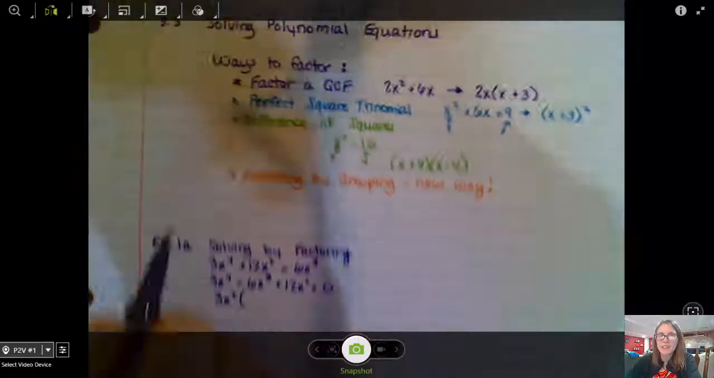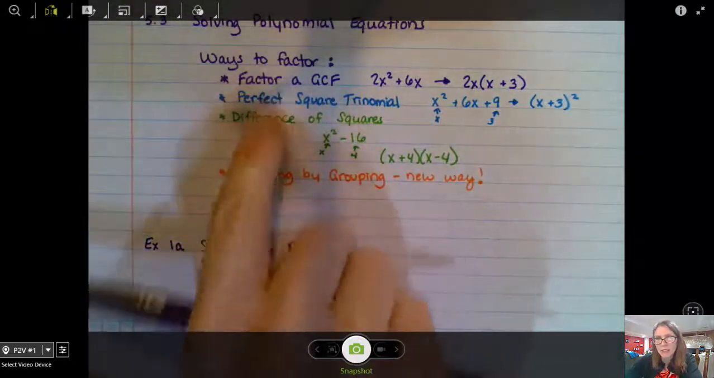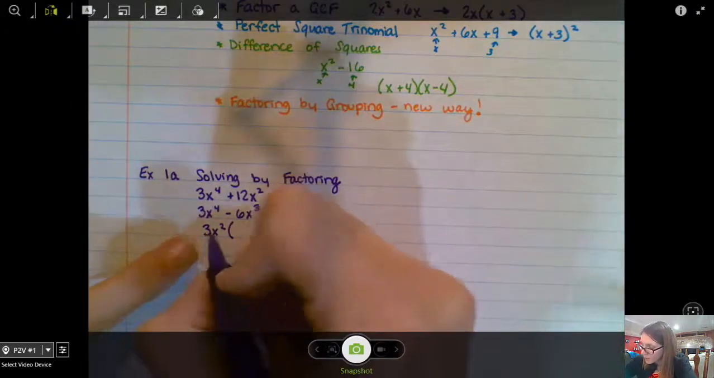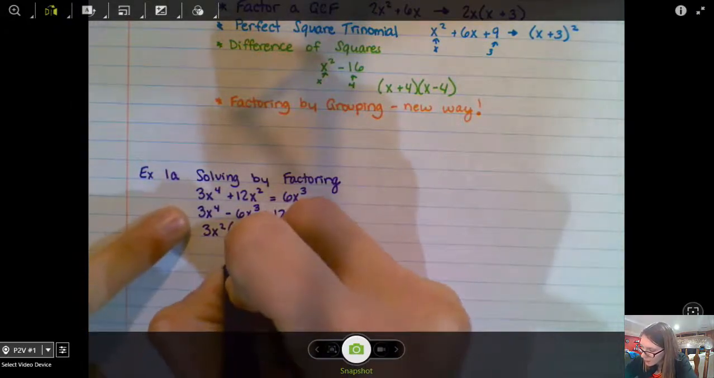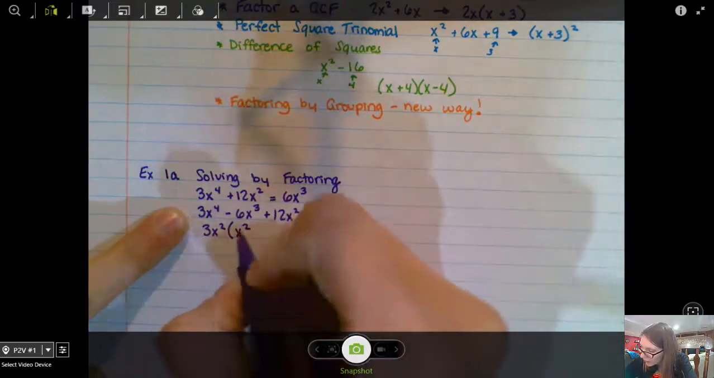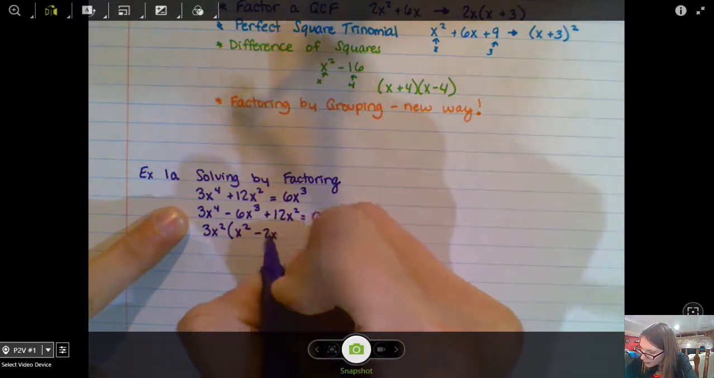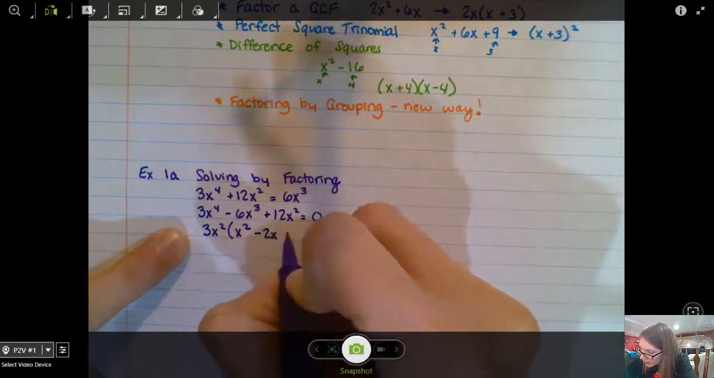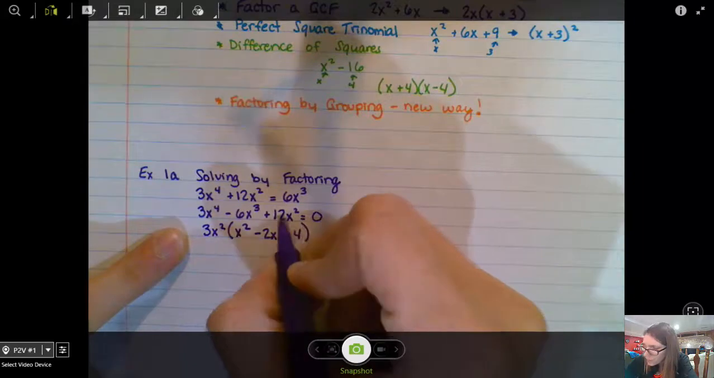Right now we're using that greatest common factor strategy. We factor 3x squared out. 3x squared times x squared gives us 3x to the fourth. 3x squared times negative 2x gives me negative 6x cubed. And 3x squared times 4 gives me 12x squared.